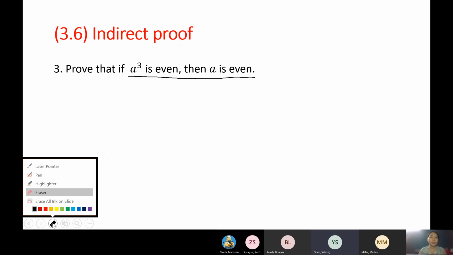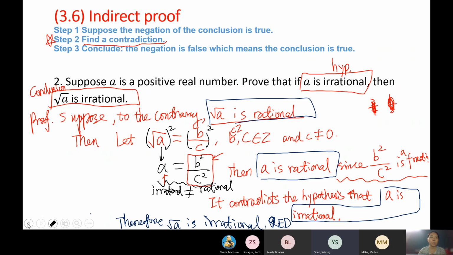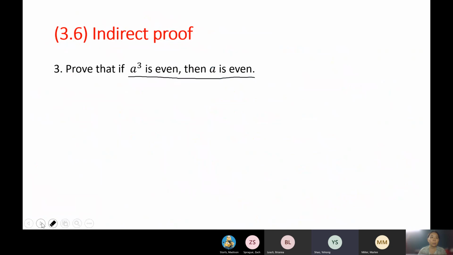Again, those 3 steps that I had here. So suppose the negation is true and try to find a contradiction. So we're going to assume that A is odd. Well, actually, we suppose A is not even, but the opposite of even is odd. Okay. Maybe after this I will try to give you a different example.